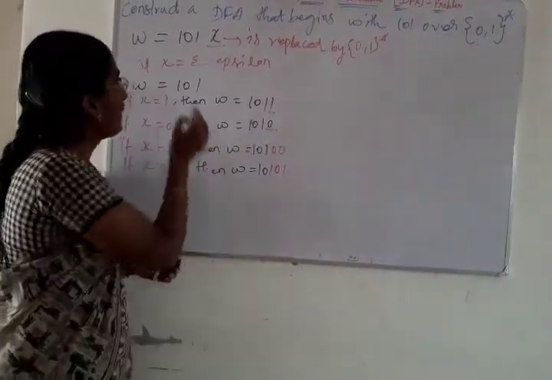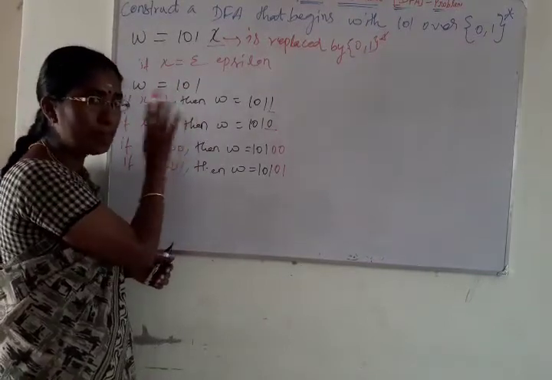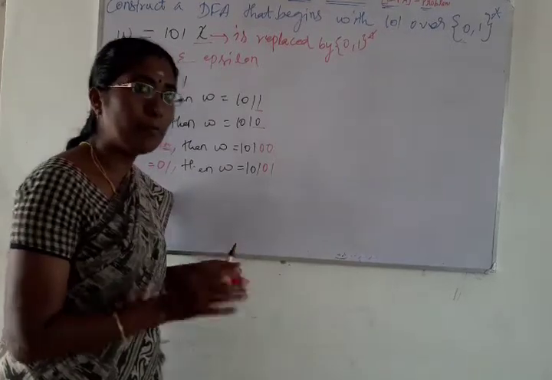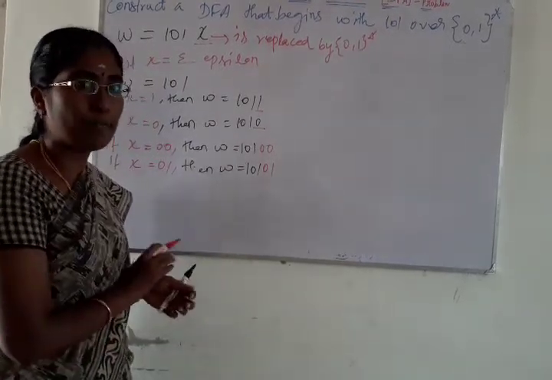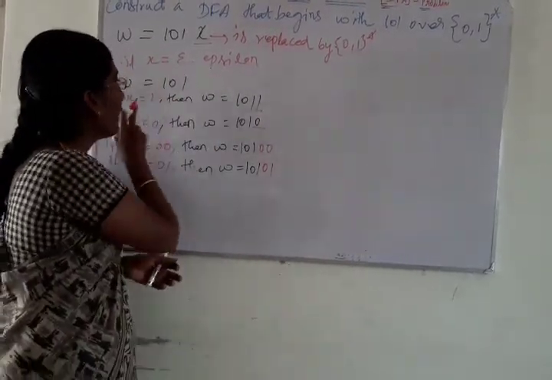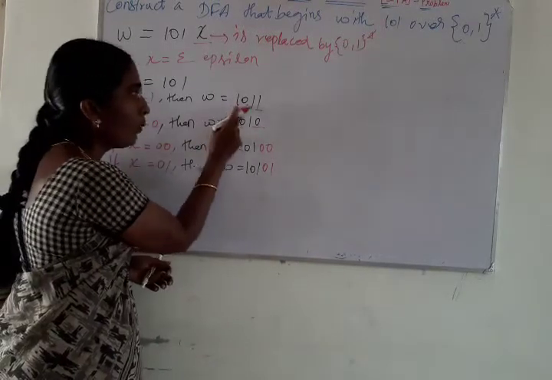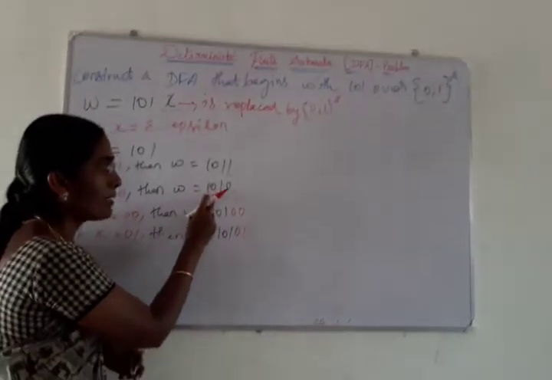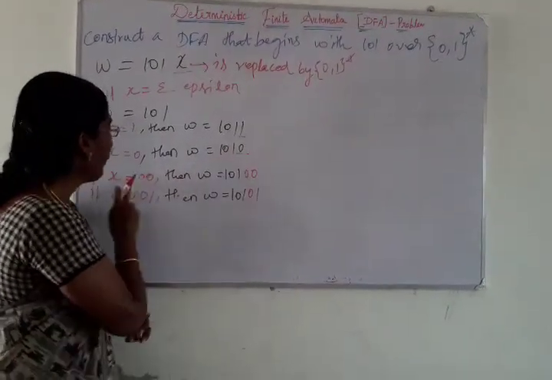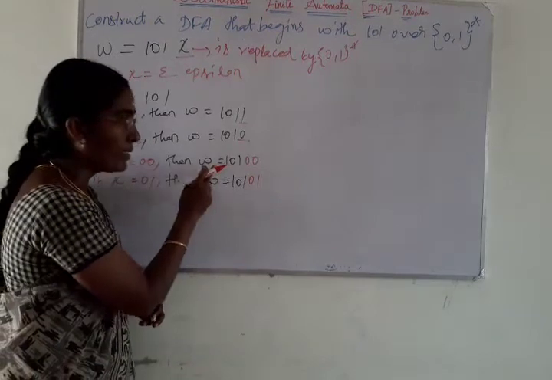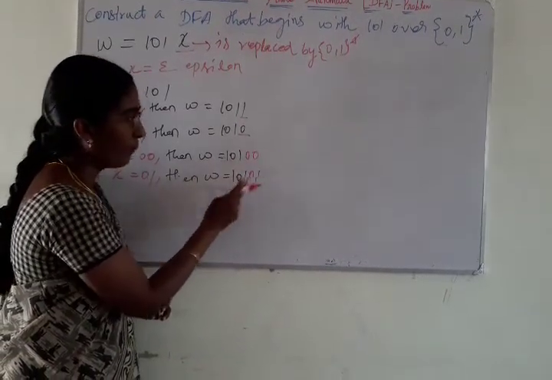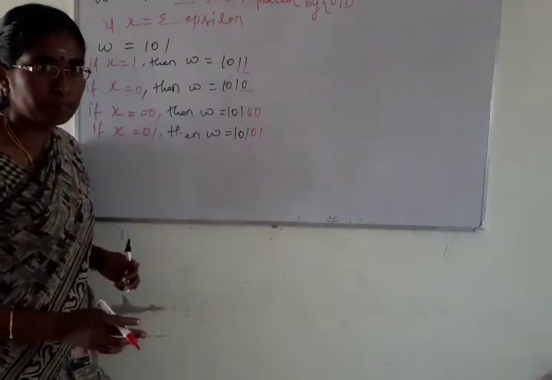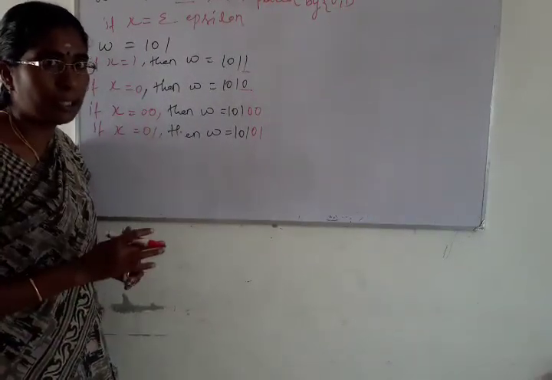For example, if x is equal to epsilon, the minimum string is 101. The minimum length string accepted by this DFA is 101. If x is equal to 1, 101 followed by 1. If x is equal to 0, 101 followed by 0. If x is equal to 00, 101 followed by 00. If x is equal to 01, 101 followed by 01. These are some example cases.